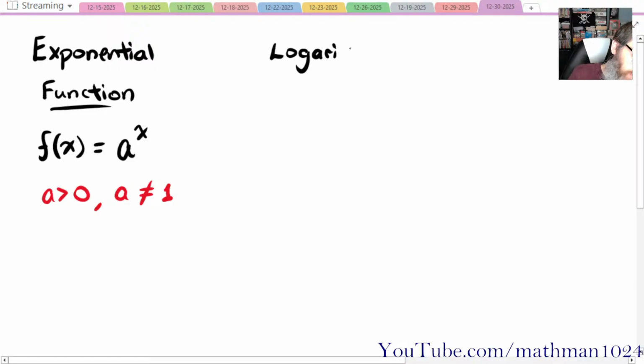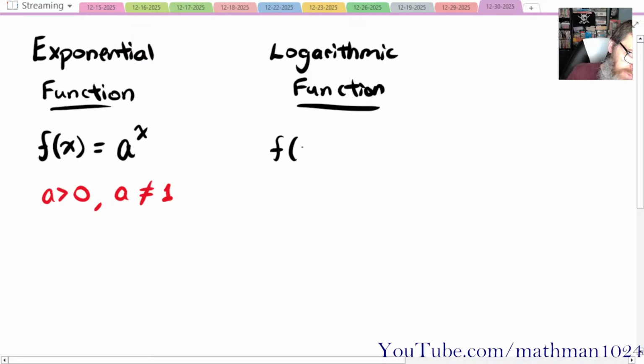A logarithmic function is going to be very similar in terms of its restrictions. We're going to say log base a of x. And I think we mentioned this. No, we didn't.